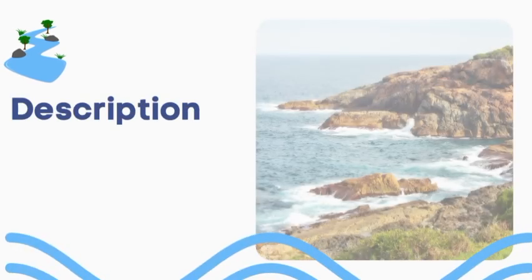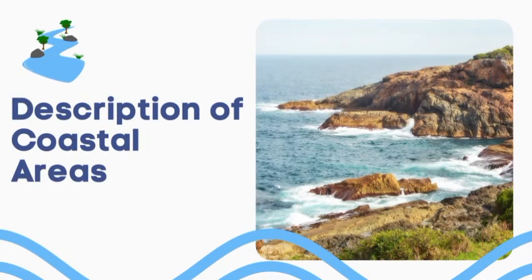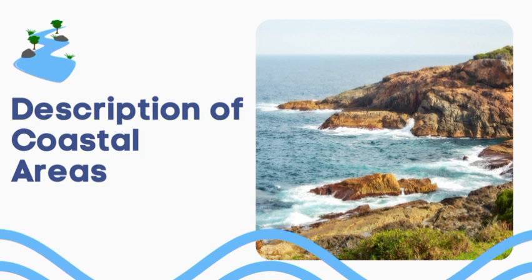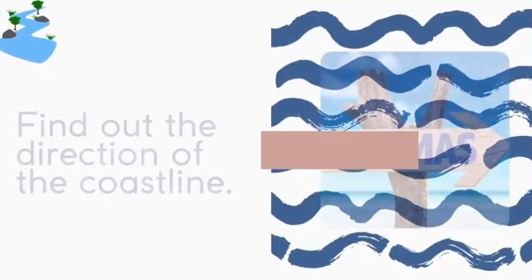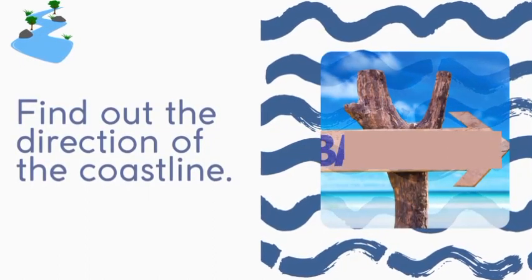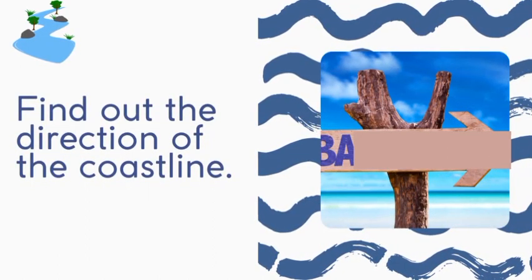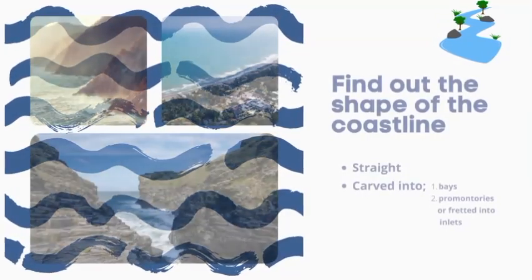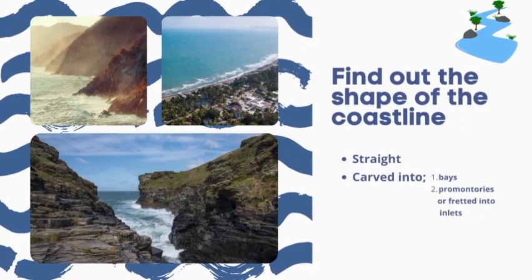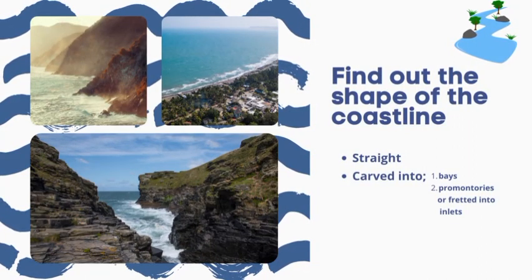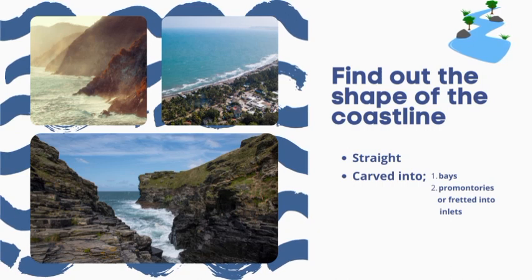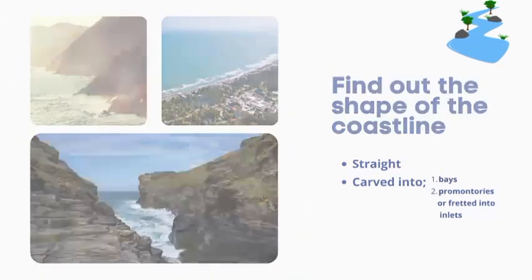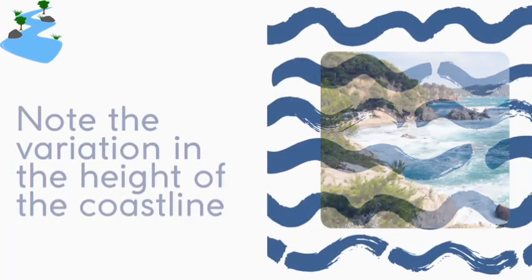Next is description of coastal areas that we might have on our map and the activities related to it. The coastal regions are those places that are bordering the coastline. First and foremost, all we need to do is to find out the direction of the coastal line, either it is pointing towards the north, south, east, or west of the map. And also, in describing the coastal line, we need to note if the coast is straight or carved into bays following the rock pattern of the coastal border.